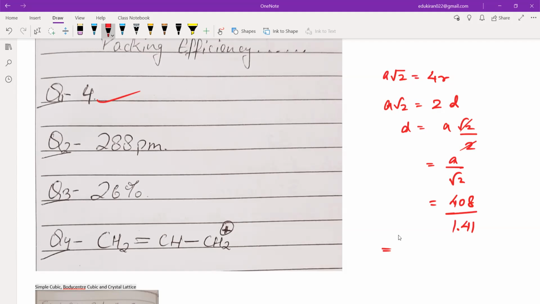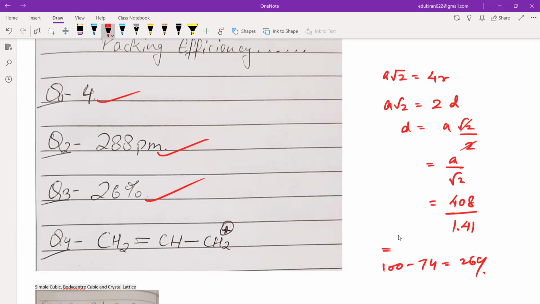Be correct. If I approximate it to 288, it is going to be correct. Then the percentage free space in the face-centered cubic is equal to 100 minus 74. It is equal to 26%. That is correct. And which of the carbocations is most stable?